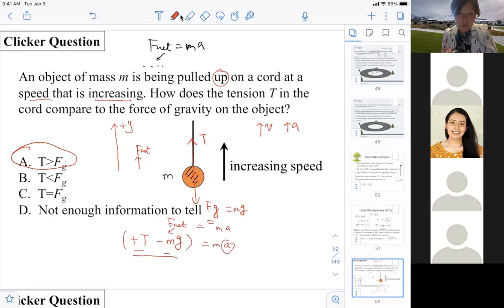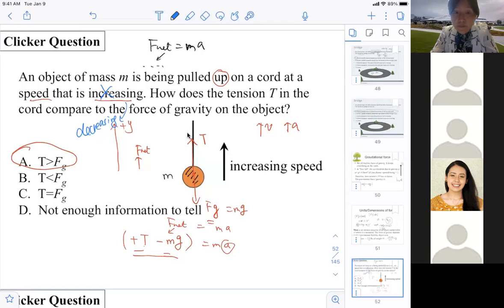I'm going to modify this question, okay? I'm going to modify it to an object of mass m being pulled up on the cord at a speed that is decreasing. So I changed that one word to decreasing. Now, which one of these answers is correct? Is it A or B or C or D? You can just type your thinking or shout it out. So if I had changed the problem by one word, increasing becoming decreasing, what would be our choice? How does tension compare to the force of gravity? Tension would be less than the force of gravity. Oh, tension will be less.